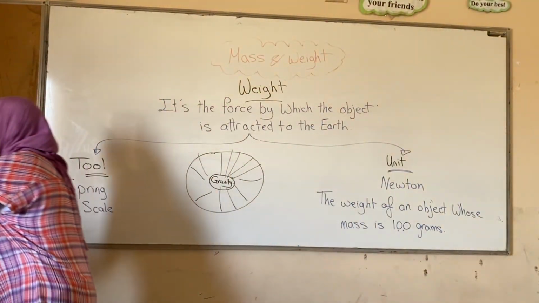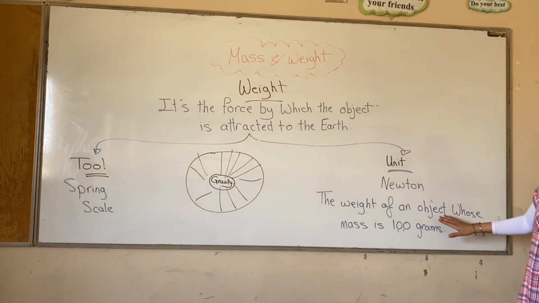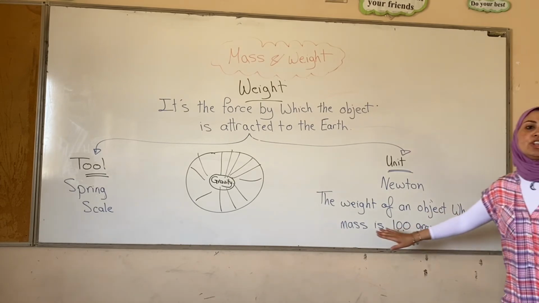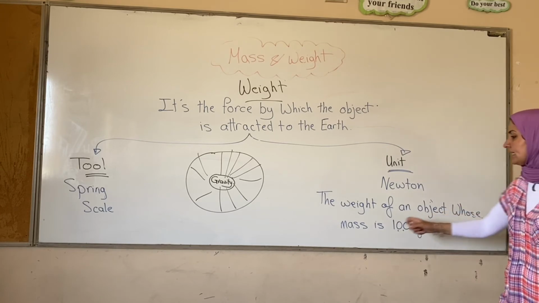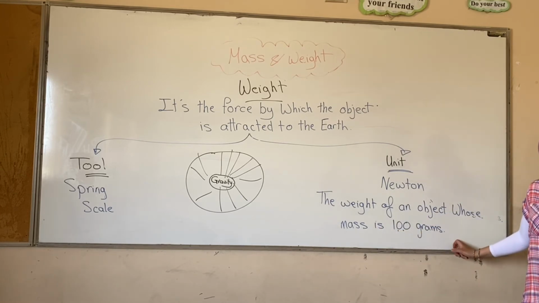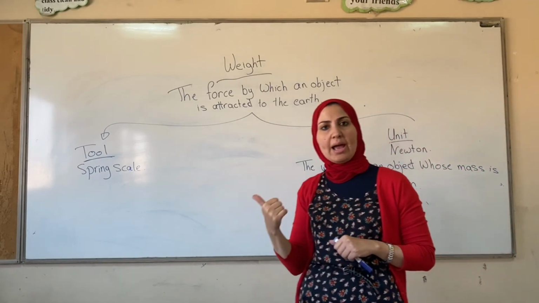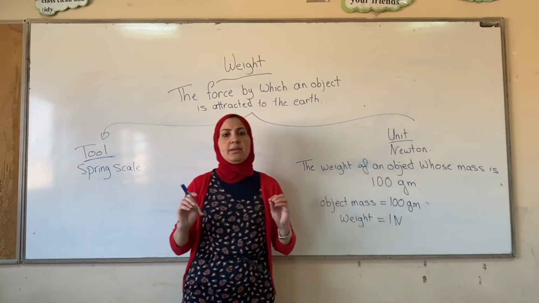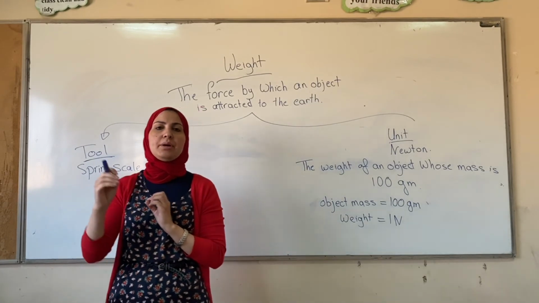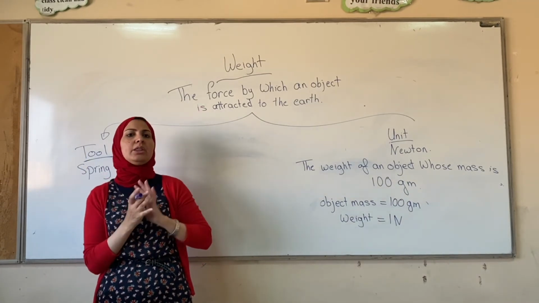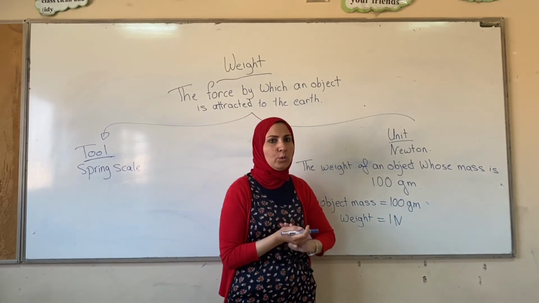I also have a definition for the Newton. What is the Newton? It is the weight of an object whose mass is 100 grams. What about the unit for the weight? We said that the unit for the mass is gram and kilogram. Can I use the same unit of the mass for the weight? No, of course. Because I need to know whether I'm talking about the mass or the weight. The unit for the weight is called Newton.